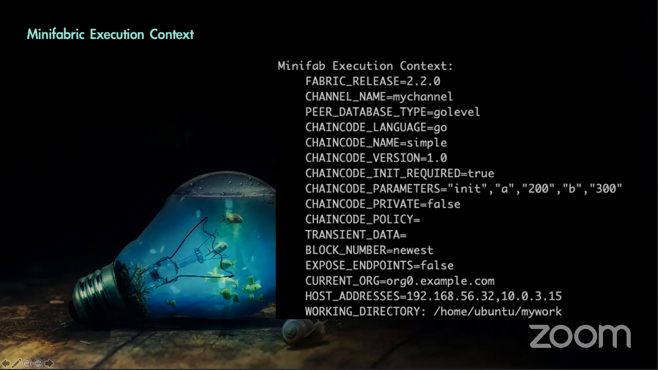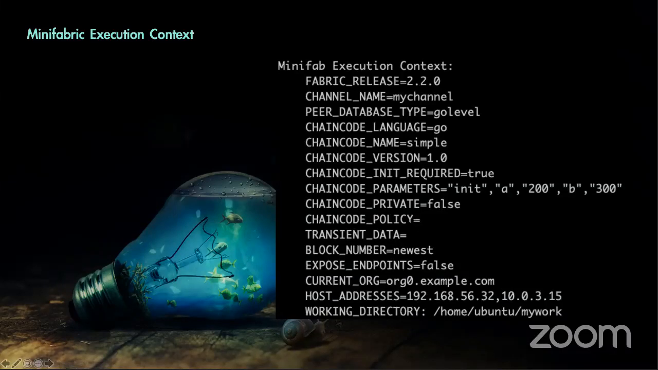Then you can also specify whether the chain code deals with private data collections. That's important. I mentioned earlier that Minifabric allows you to deal with private data collections, so you need to specify that. Okay, next, chain code policy.